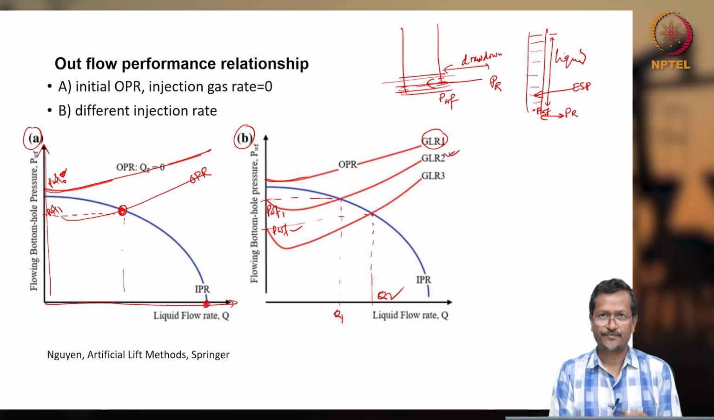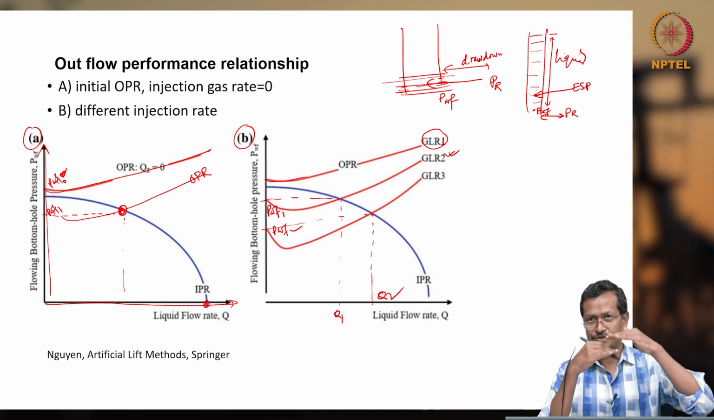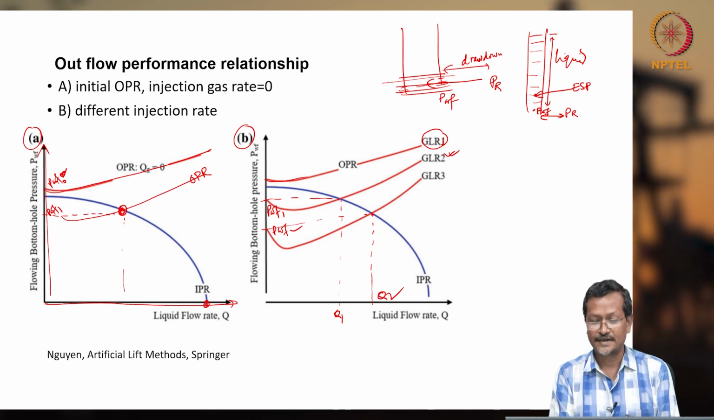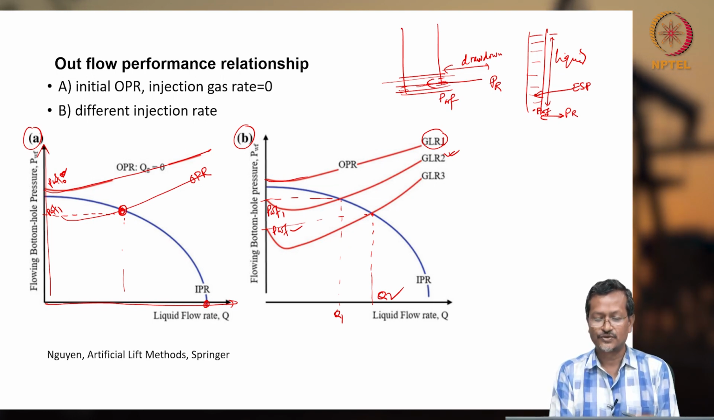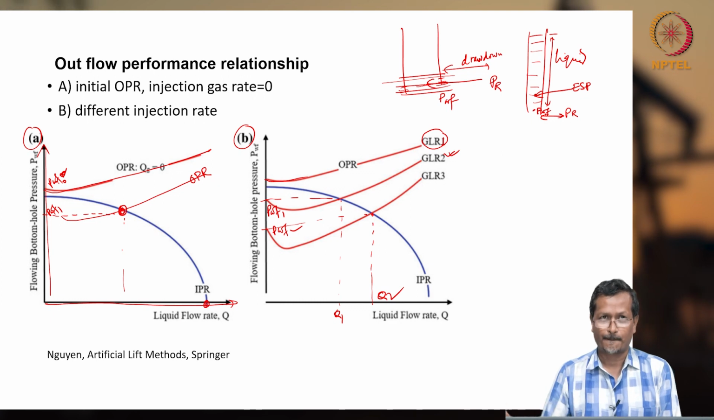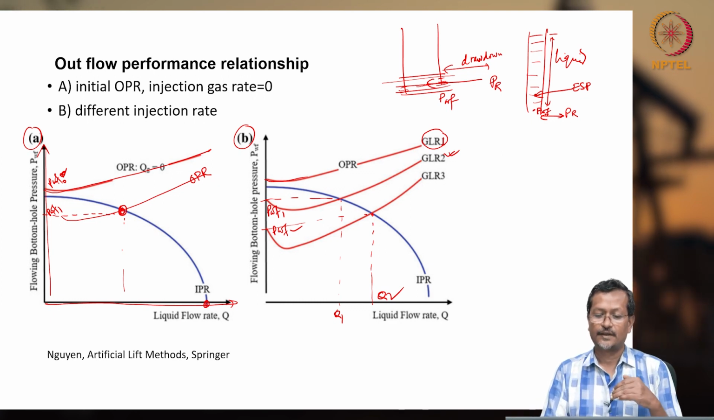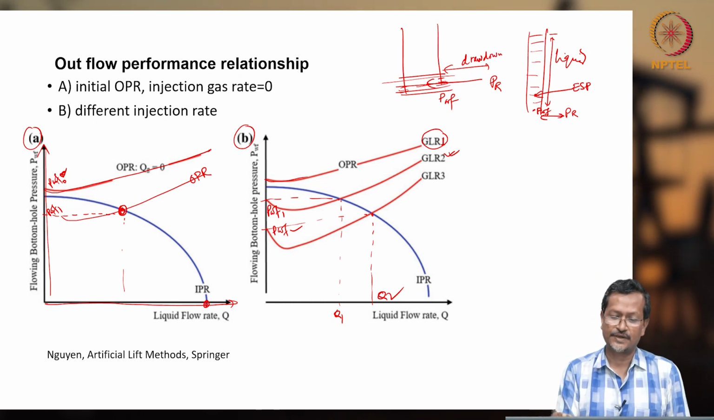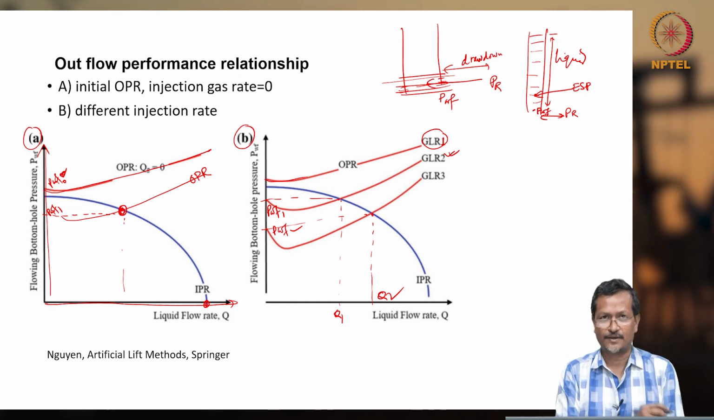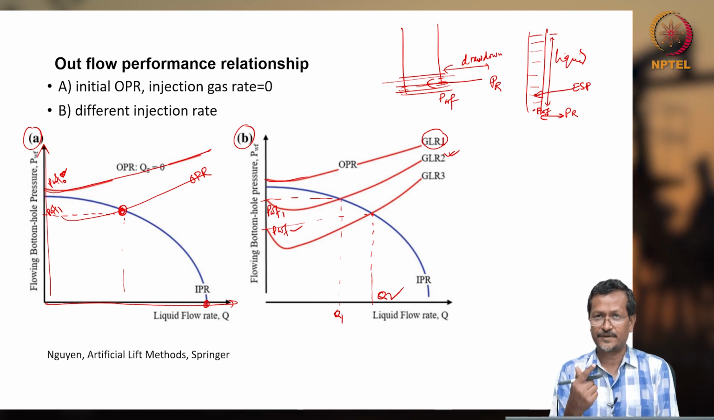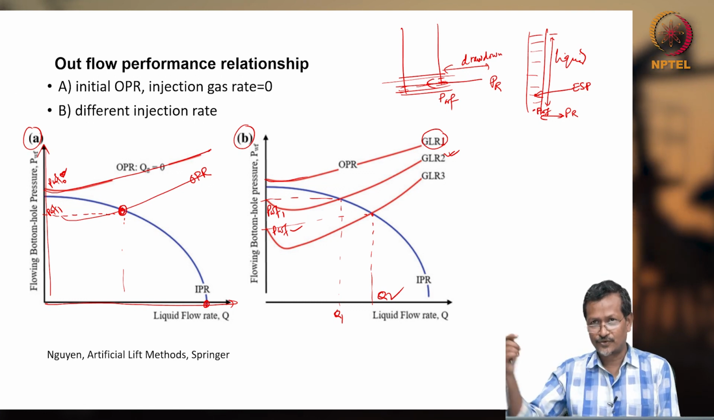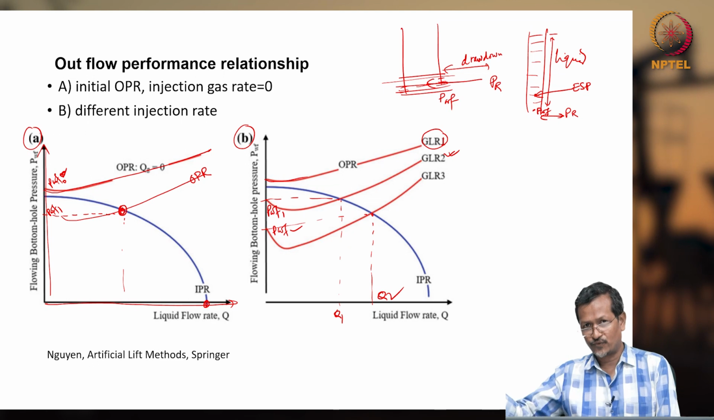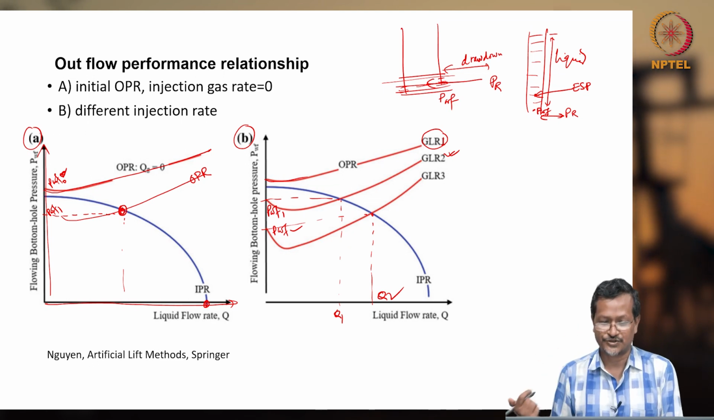So, gradually you can see PWF, the flowing pressure, is going down and your flow rate is increasing. So you are getting more productivity. Now, in a gas lift system, you are trying to change this PWF. When you change PWF, drawdown is increased, and drawdown increase means more fluid will be entering into the wellbore and you will get more production.